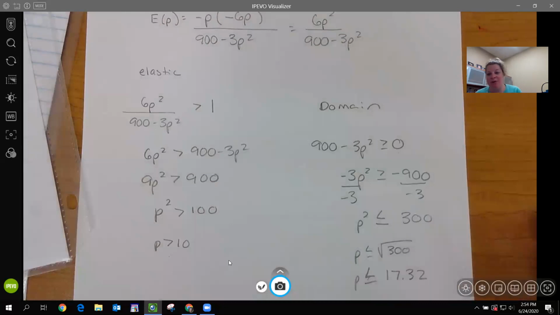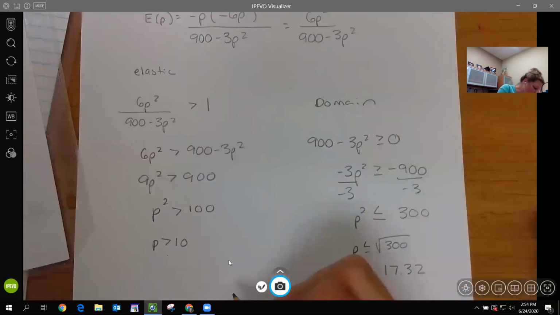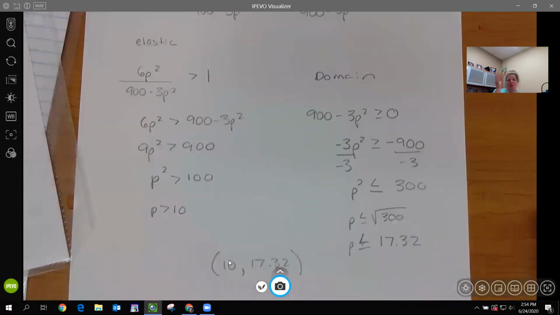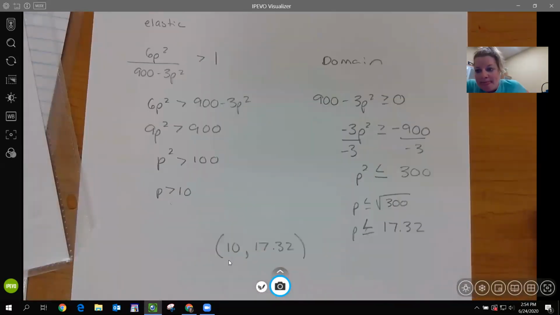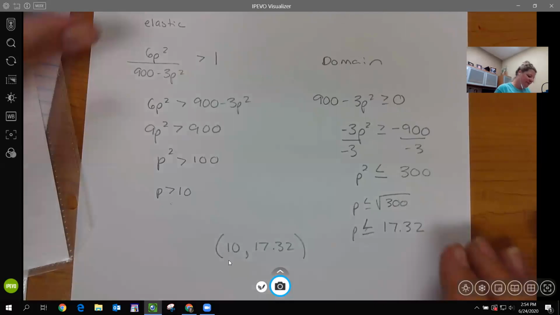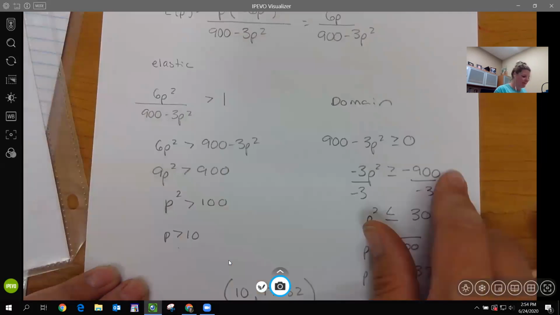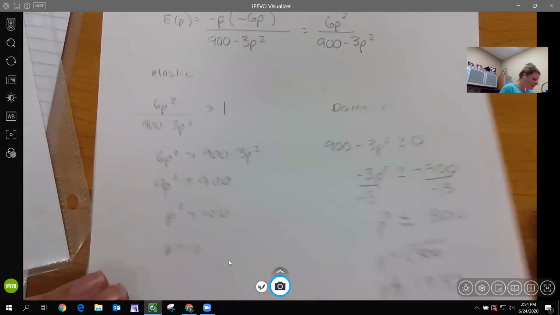Domain, I have to do it for elastic, because the directions will clearly say where it's greater than 0. So what we'd say for this one is it's from $10 to 17.32. You are elastic between those two values. If I go higher than 17, I'm in the negative, not so good. Okay, let's look at inelastic. So what did I do for elastic? Greater than 1 and find the domain.